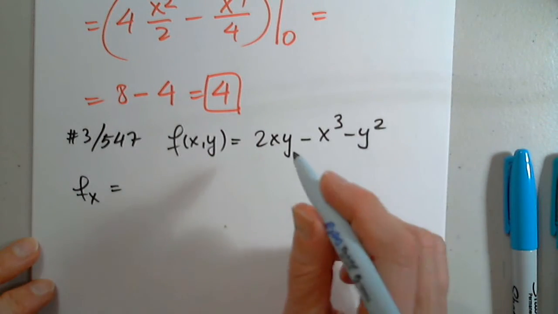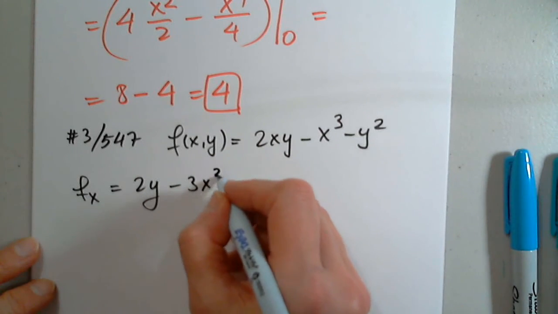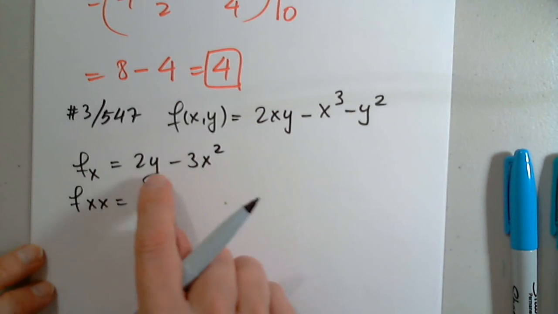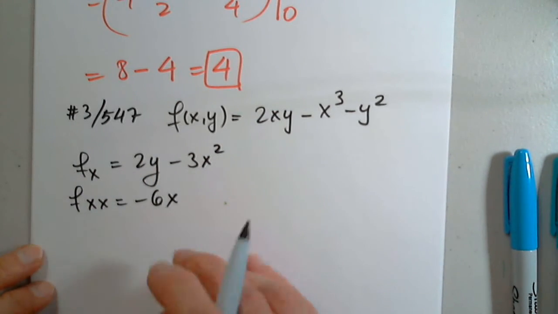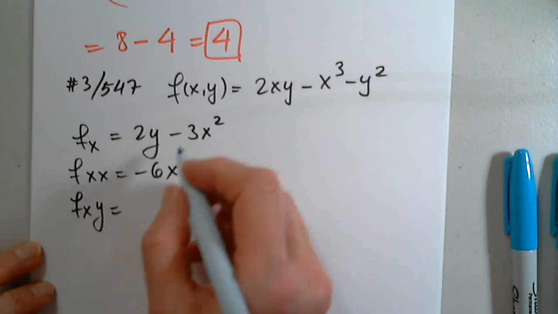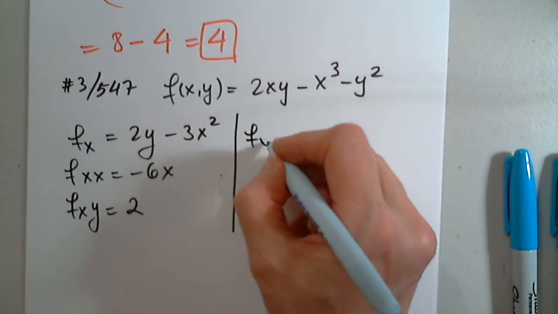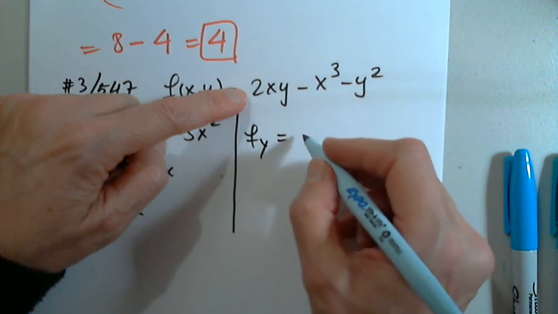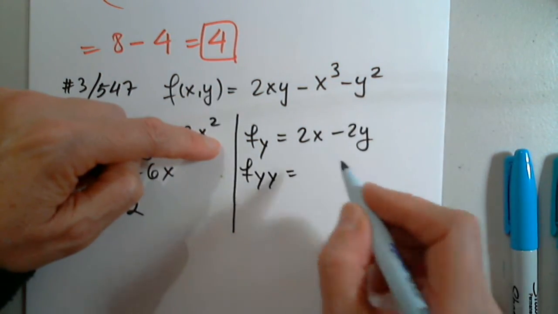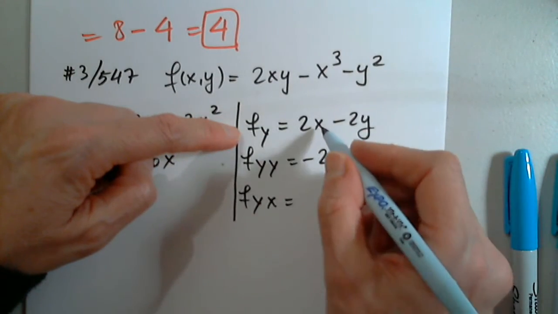So remember we have those 6 derivatives first. For fx, I differentiate with respect to x. For fxx, I differentiate again with respect to x. And for fxy, I differentiate with respect to y, and I get 2. For fy, I differentiate with respect to y, I get 2x minus 2y. I differentiate again with respect to y, I get negative 2. And I differentiate with respect to x, and I get 2.